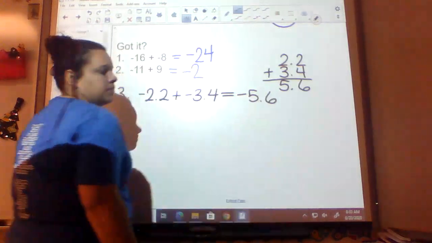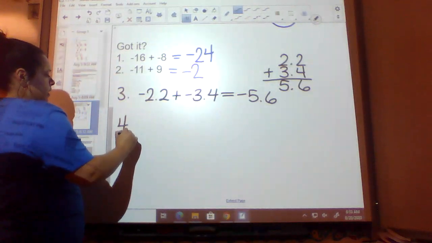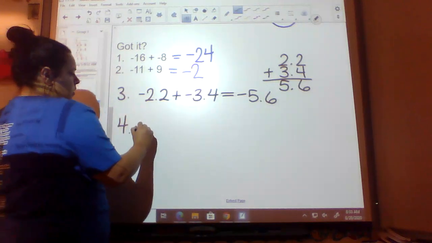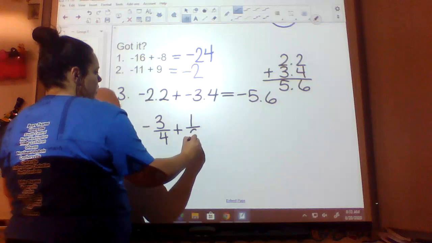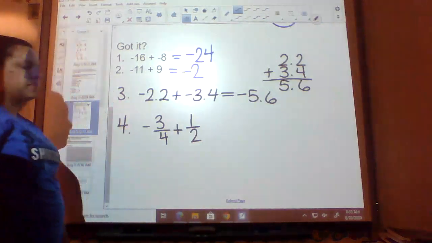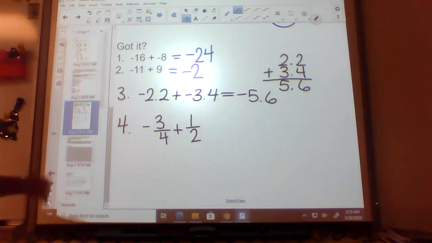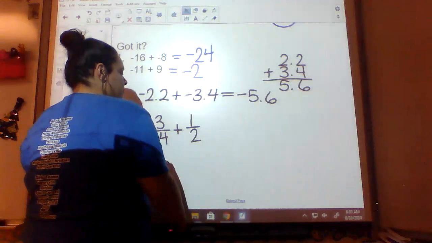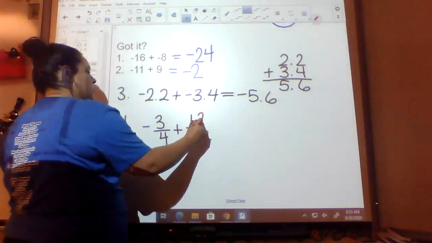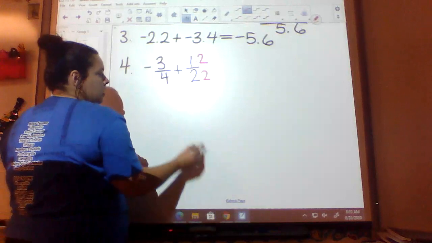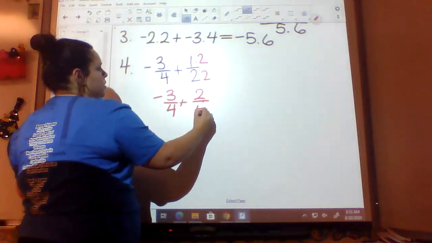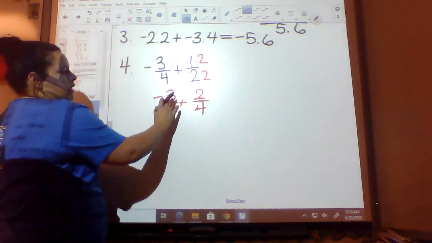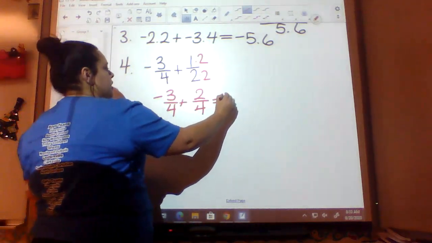All right, try this one. Let's do negative 3/4 plus 1/2. So pause me and work that one out. All right, so you should have made a common denominator of 4. So I'm going to multiply this by 2. This one's already 4. So that'll be negative 3/4 plus 1 times 2, that's 2/4. And then I can add the top. Negative 3 plus 2 is negative 1/4.